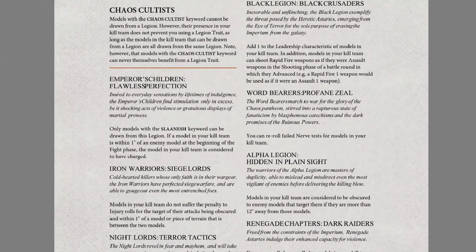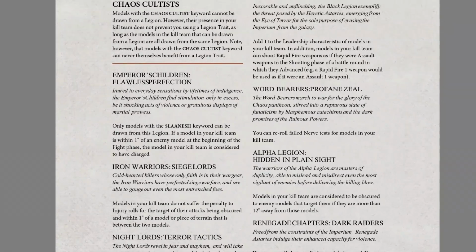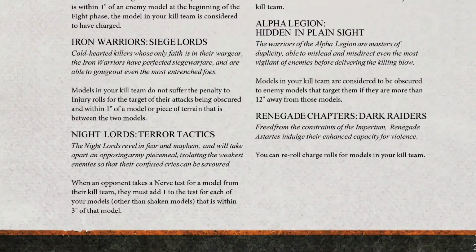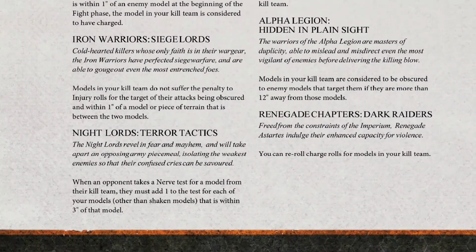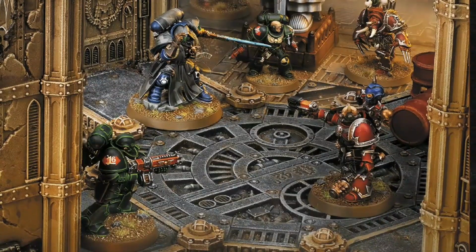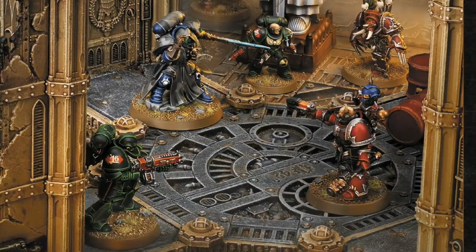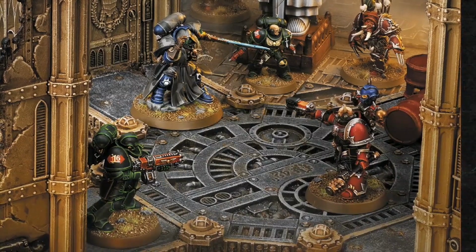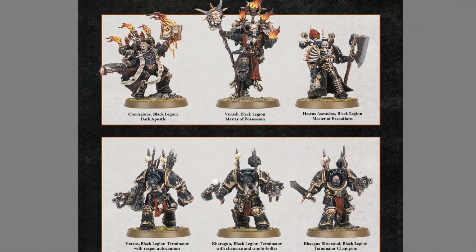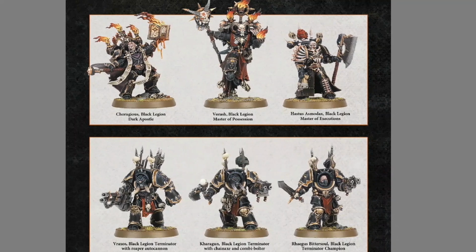Renegade Chapters, Dark Raiders. Freed from the constraints of the Imperium, Renegade Astartes indulge their enhanced capacity for violence. You can reroll charge rolls for models in your kill team. Again, you're not going to be bringing cultists as much with these new rules, or you could, but they're not going to be affected by it. But it does mean your combat-based kill teams in Chaos are going to be more likely to charge. So I think whilst it's a good rule, it's not the best one.